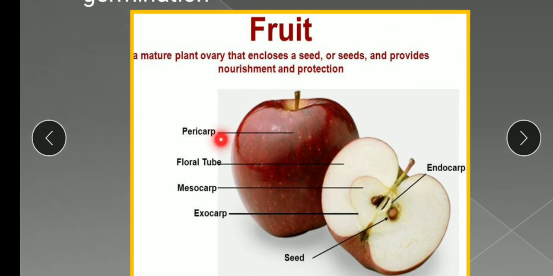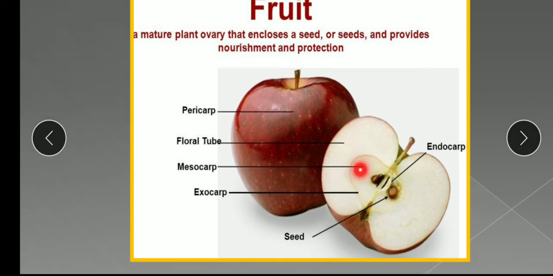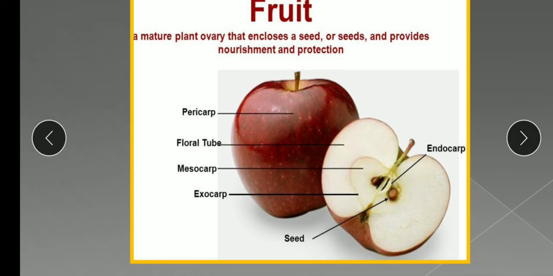The whole ovary hardens, and sometimes it becomes a pod, as in poppy. It becomes fleshy also, like in the apple fruit, mango fruit, and tomatoes. There may be one seed or many seeds, like only one seed in mango, and many seeds in papaya and watermelon. When the fruit is ripe, the contents are released by the fruit and the seeds are dispersed.